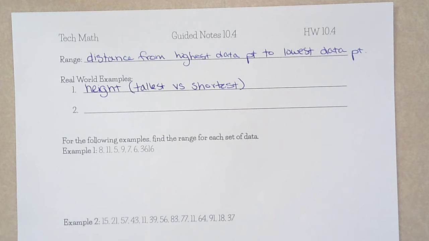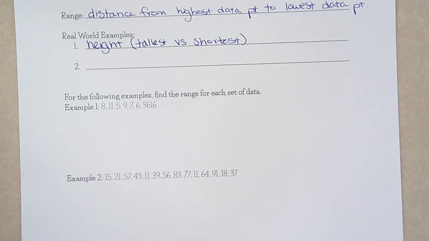This could also be a range in test scores, so how well the person who did the best on the exam versus the person who did the worst on the exam, and the distance in their scores. So for the following examples, we're going to find the range of each set of data.